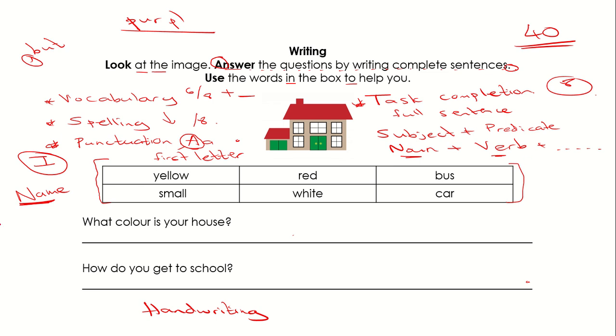So now let's look at an example of how to answer this question. And I will show you how I would have scored it to give you a mark. What color is your house? If you see the word your, my answer will become my.